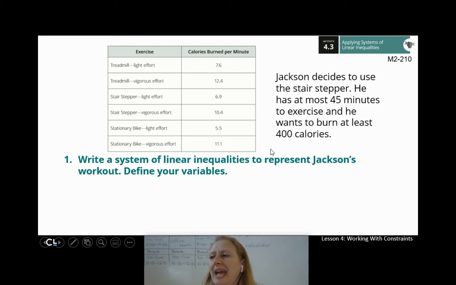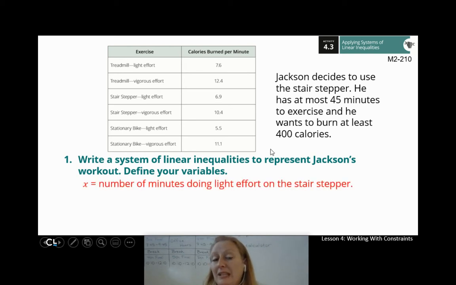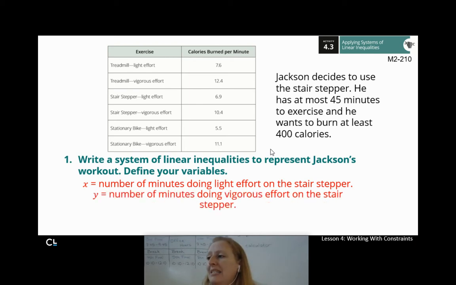I'm going to say that X is the number of minutes doing a light effort on the stair stepper. And we'll say that Y is the number of minutes doing a vigorous effort on the stair stepper. So write two inequalities. You should probably write one inequality for the number of minutes and another inequality for the number of calories. That's my hint to you. Go ahead. Hit pause, see if you can write this lovely system of linear inequalities, and then hit play when you're ready to check your work.